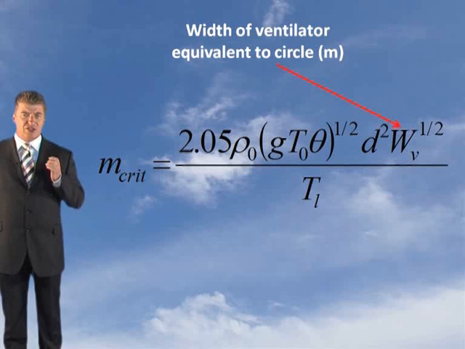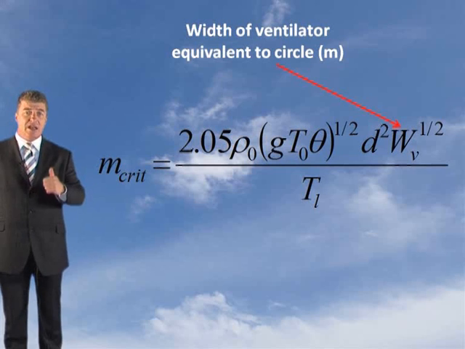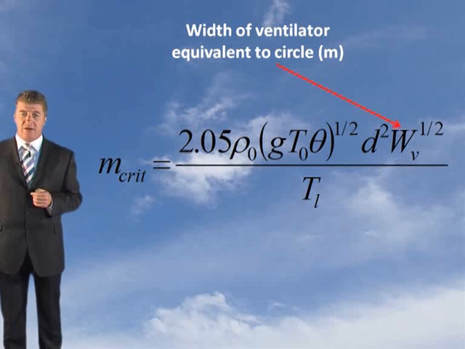Wv is the width of a circular ventilator with the same area as any other vent. Because I'm not sure what size vent, what shape you're going to have, you have to convert it to a circular ventilator to make this formula work. So that's what Wv is.